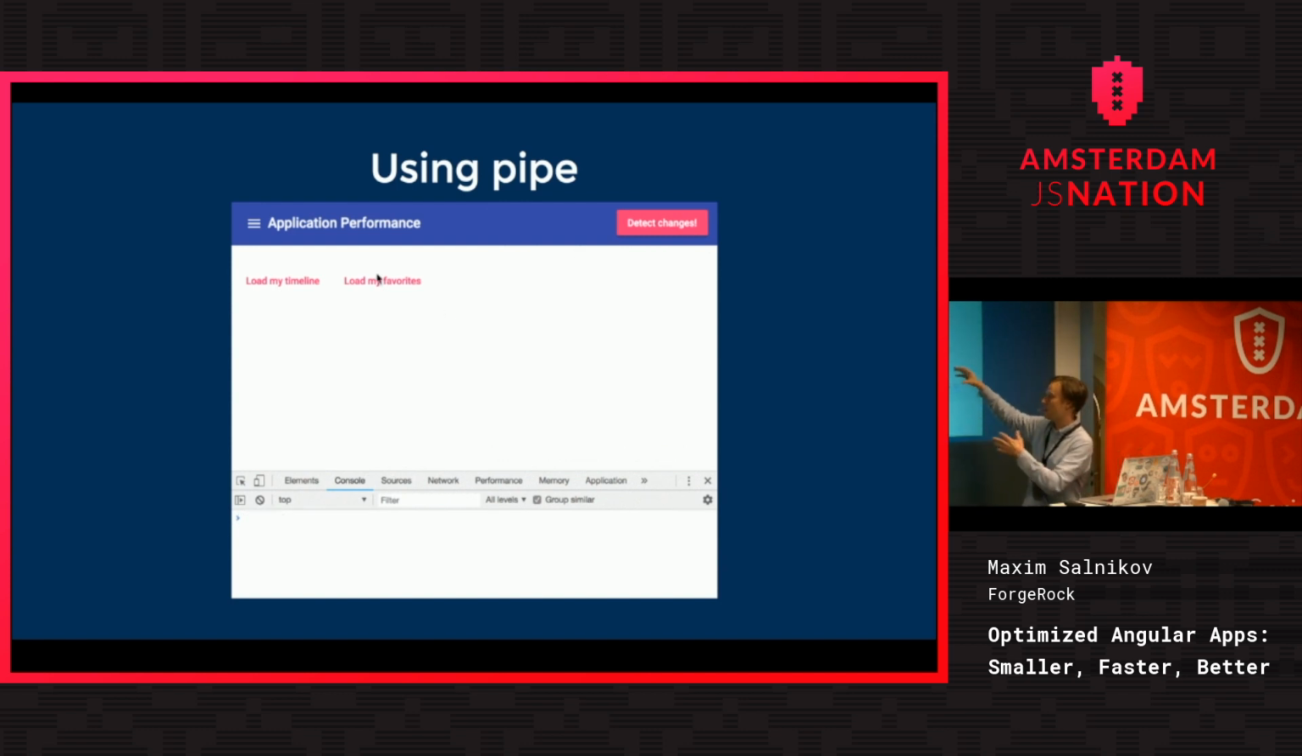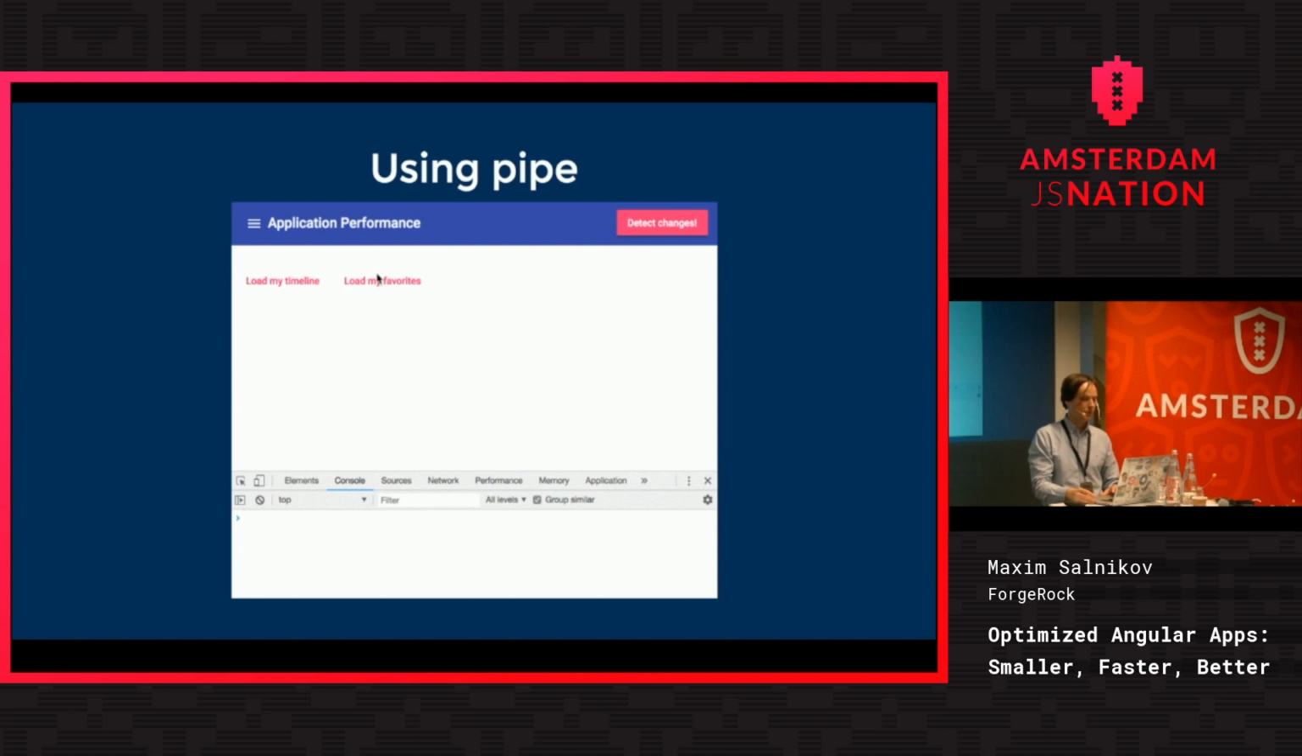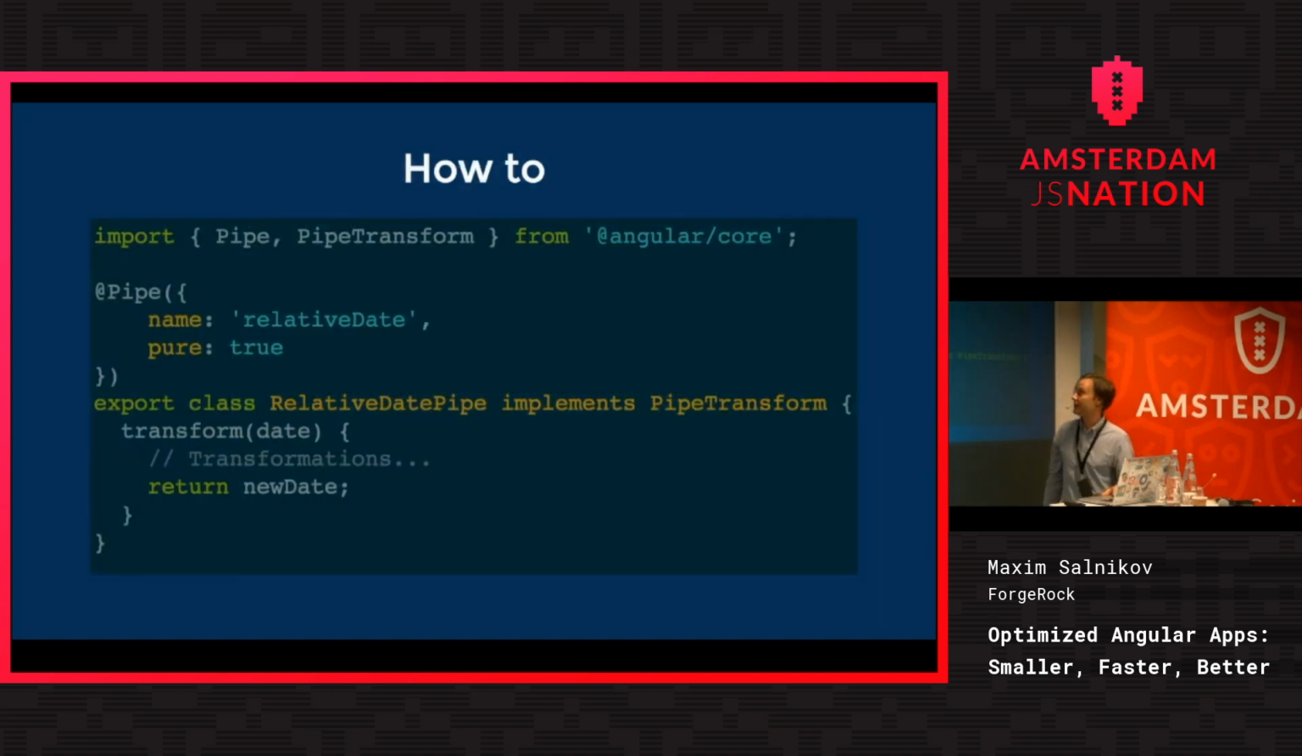Why? Because once we calculated it, the source for these dates is not changing. Why to use our pipe? How to do this? Using Angular pipes. And in fact, all the pipes are pure, which means they're pure functions, right? I just put it here to emphasize that it has to be like this.